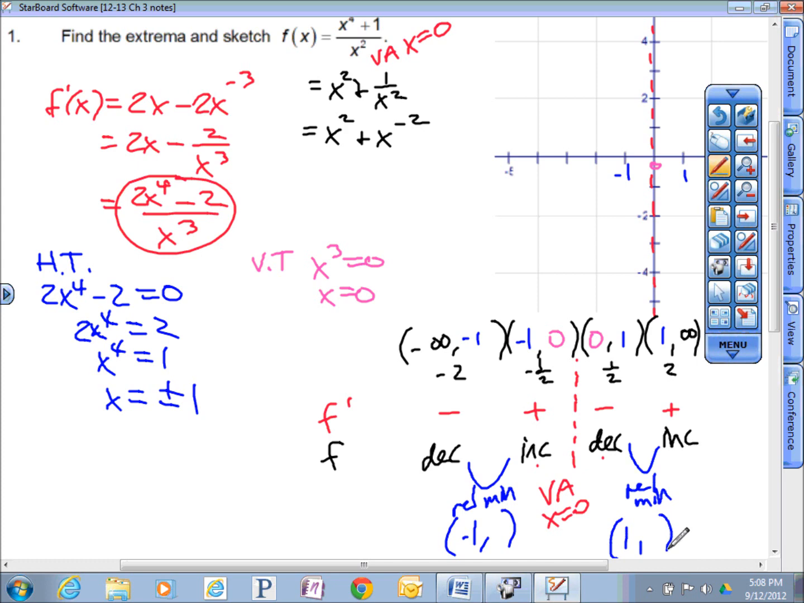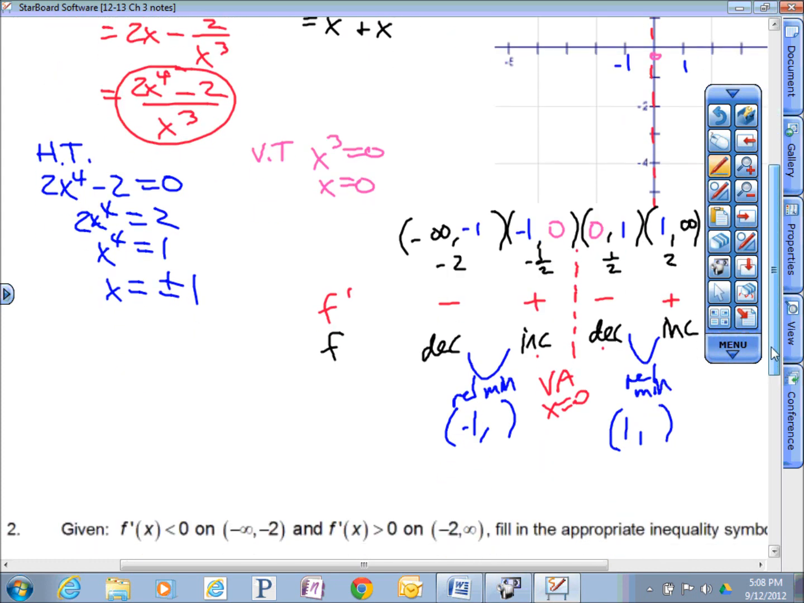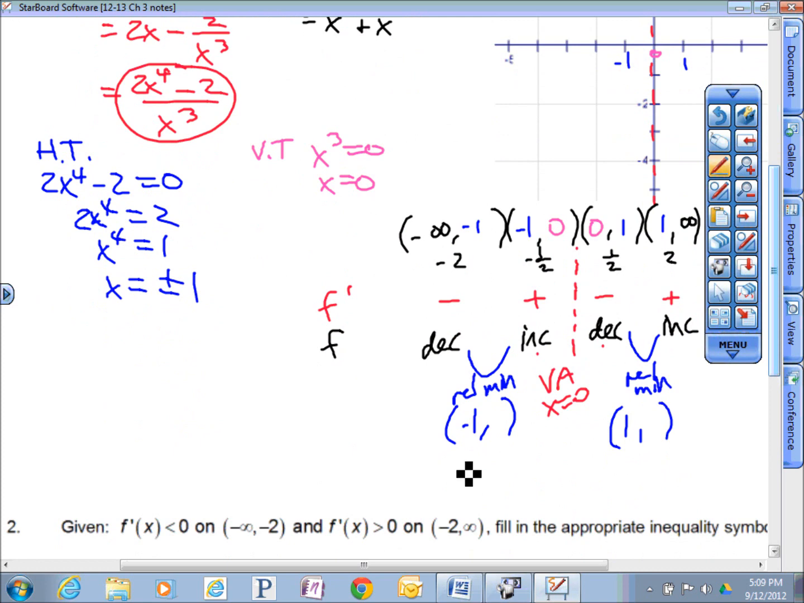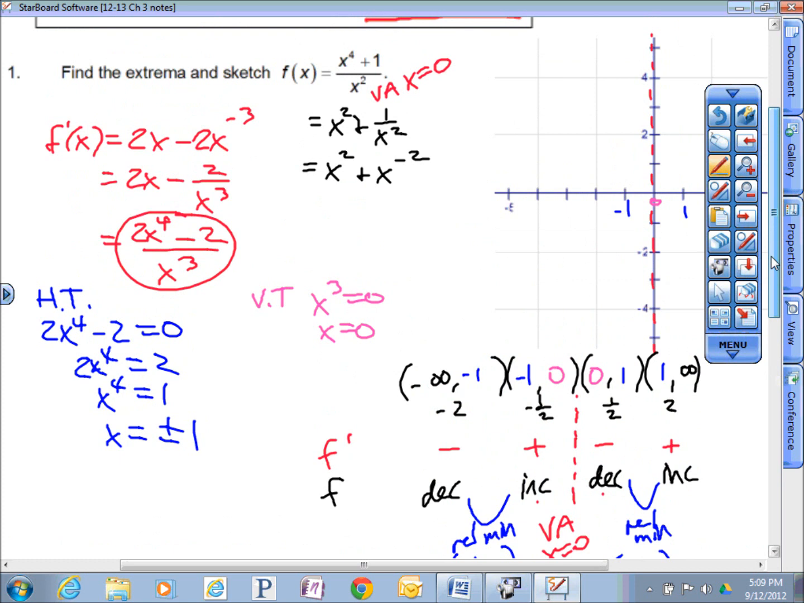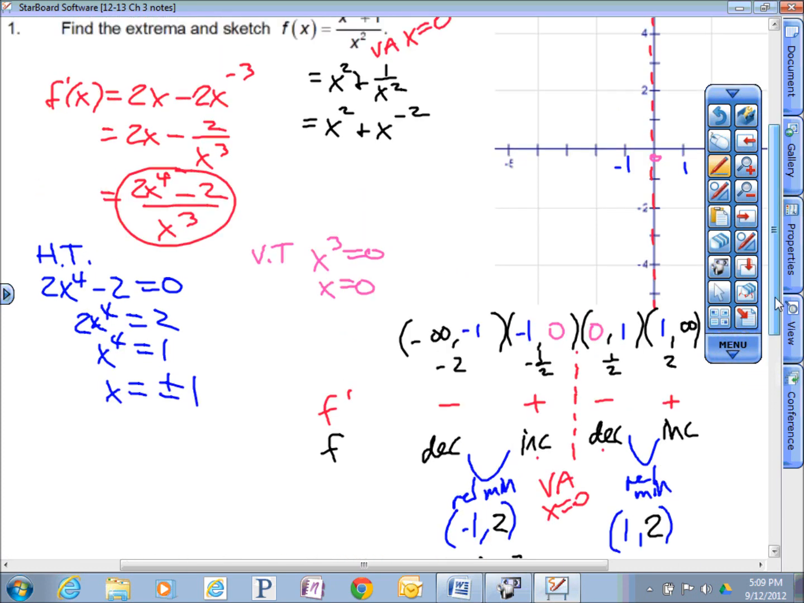So let's go back to our original function. In order to find out what those y values are, we're going to have to do f of -1. So my original function said -1 to the 4th, which is 1, plus 1 is 2, divided by -1 squared. So we've got 2 divided by 1, which says that f of -1 is going to be 2. Plug your 2 in there. We've got the same thing going on here. If you plug 1 in, you're going to get the exact same value. So let's come up and let's graph this thing and see what it looks like.